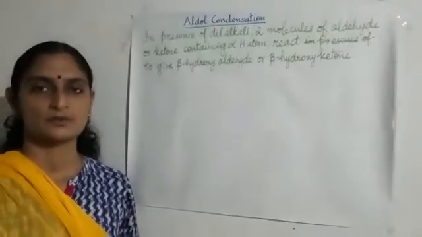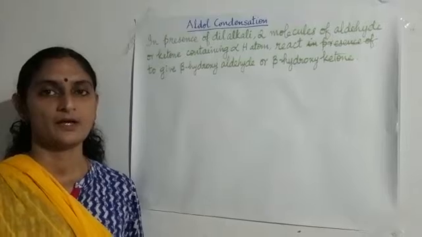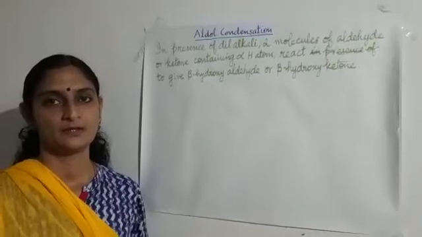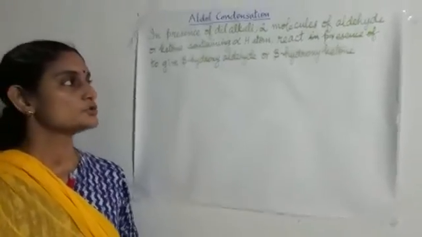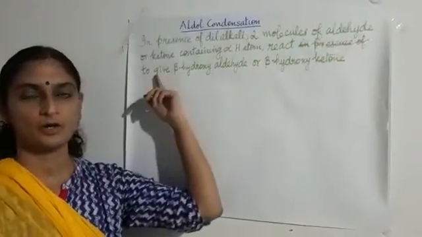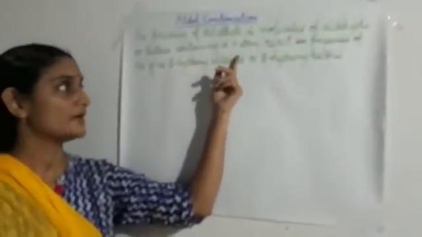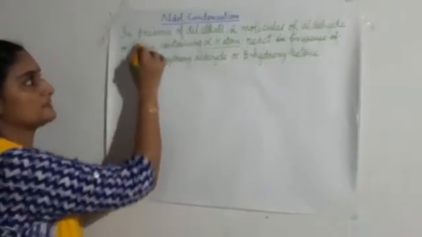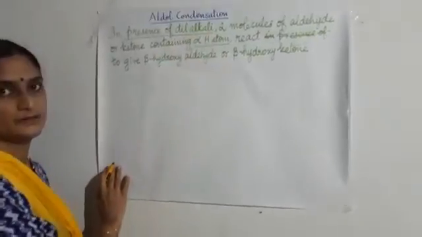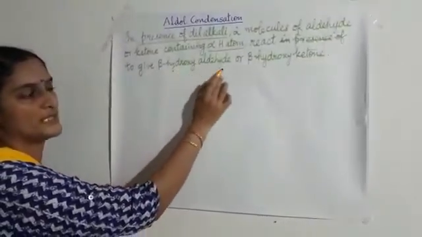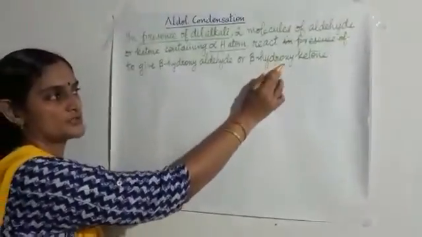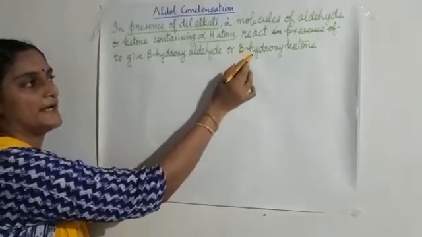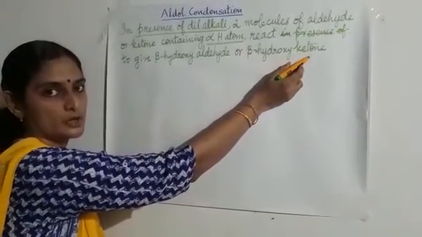Aldol condensation is one of the important reactions of carbonyl compounds, that is aldehydes or ketones. Now in aldol condensation, two molecules of aldehydes or ketones containing alpha hydrogen atom react in presence of dilute alkali to give beta hydroxyaldehyde or beta hydroxy ketone. Beta hydroxyaldehyde is called aldol and beta hydroxy ketone is called ketol.